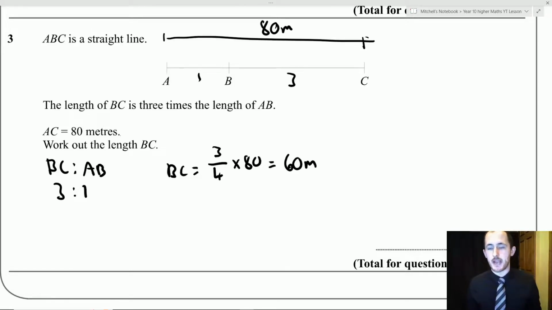Again, you can use a calculator. Sometimes this might be a non-calculator though. So hopefully you should know how to times by fractions now. So you can do 80 divided by 4 and then do the times by the top. And that would be fine. And that's it. And that's a 3-mark question, right? That's not too bad. It's quite quick as well.